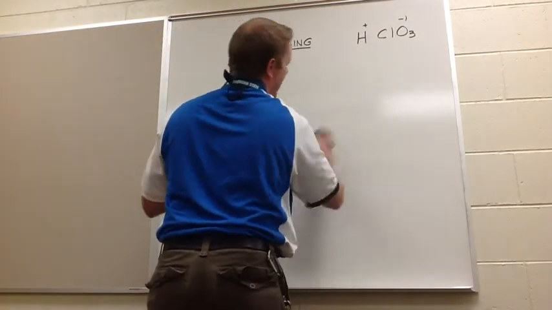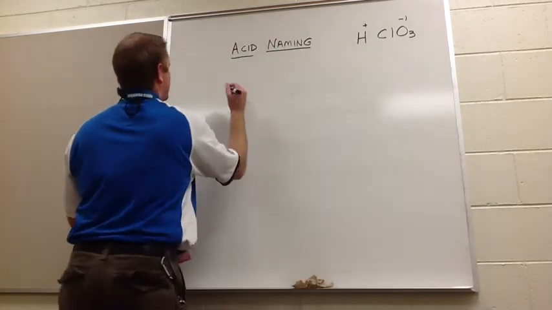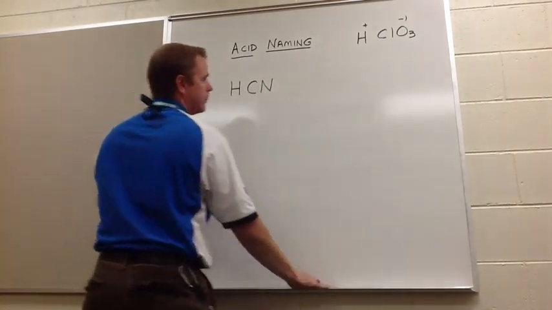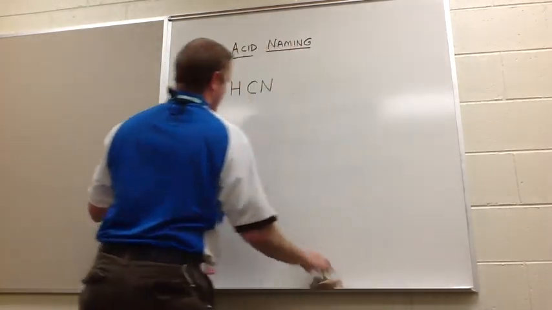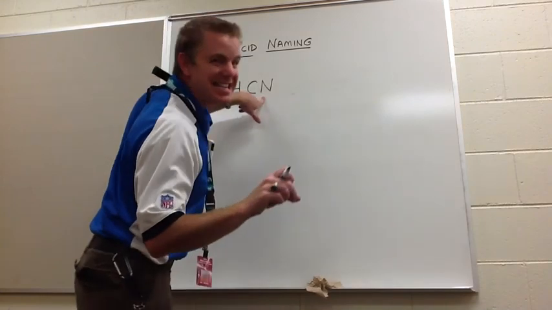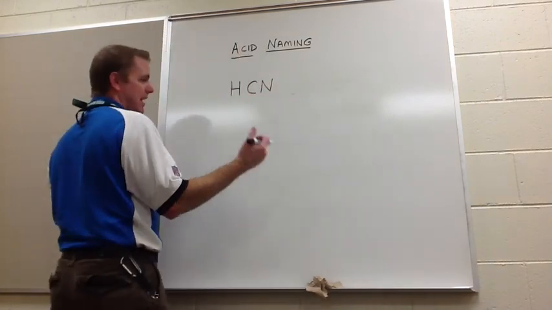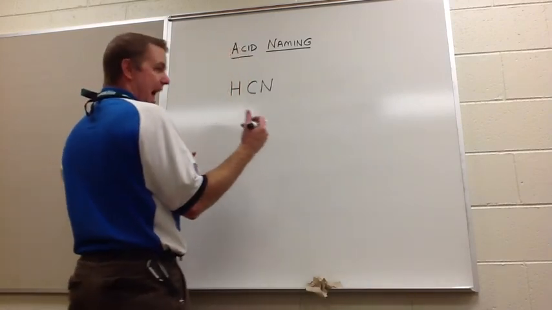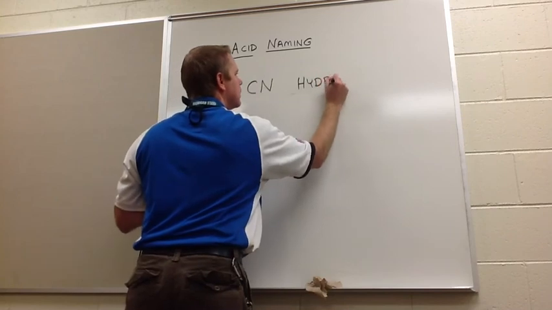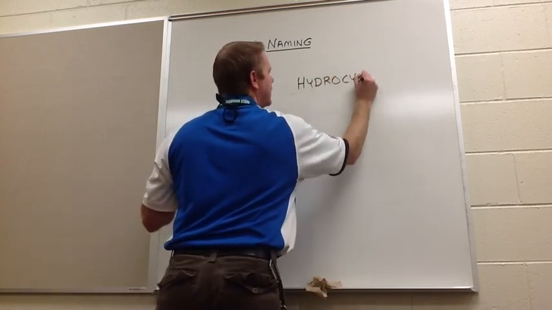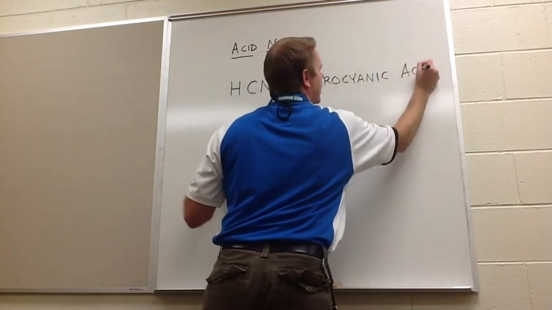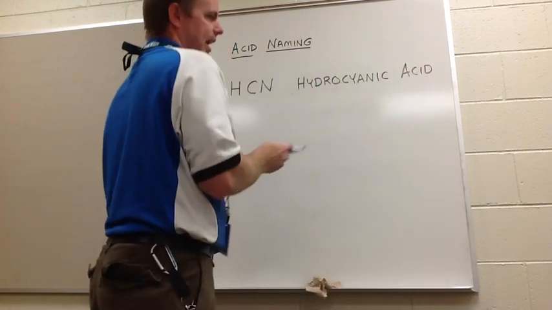Most of your polyatomics end either in ite or ate, but you have one kind of oddball, and it's this one, HCN. Well, hydrogen tells you it's an acid. CN is cyanide, right? So then it ends in ide. So therefore, ides are hydro plus the base, cyan. It now becomes ic. And the word acid, hydrocyanic acid.